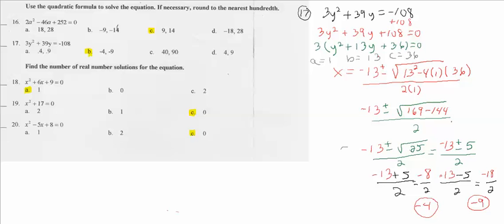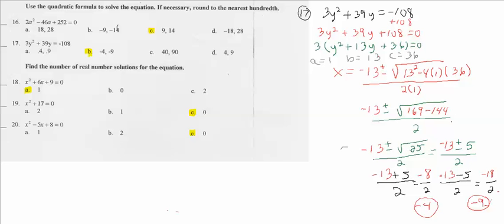Negative 13 plus or minus the square root, and I did the math here. I got 169. Negative 4 times 36 is negative 144, all over 2. Negative 13 plus or minus the square root of 25 over 2, so negative 13 plus or minus 5 over 2. Then I did my two problems. Negative 13 plus 5, which is negative 8 over 2, which is negative 4. And then the other one I've got negative 13 minus 5, which is negative 18 over 2, which is negative 9. And that's how I got the two answers there.